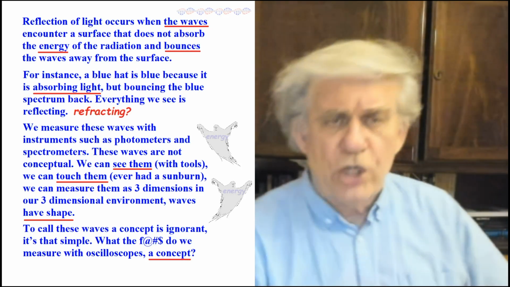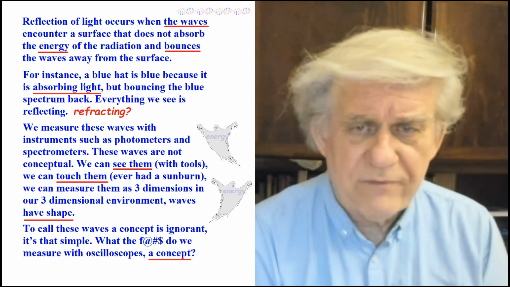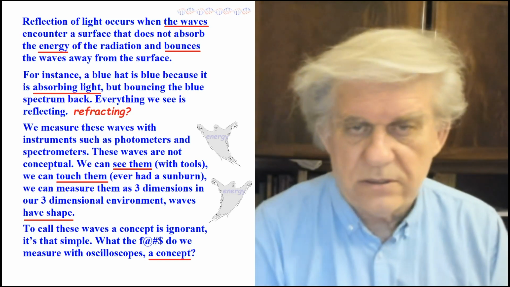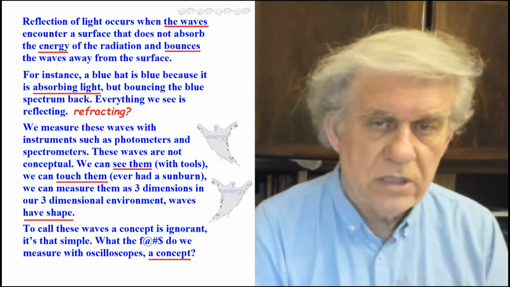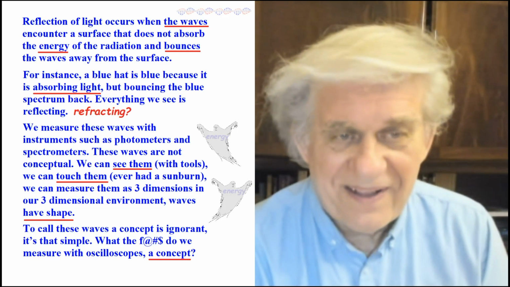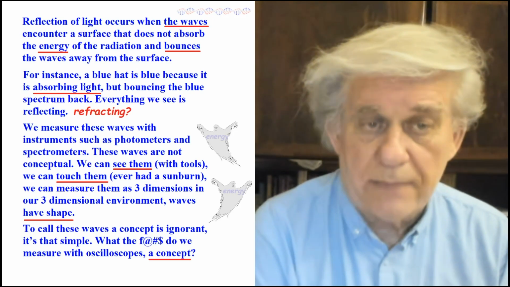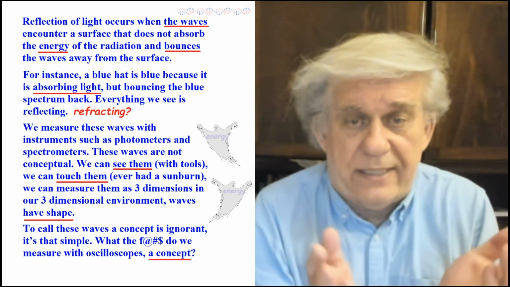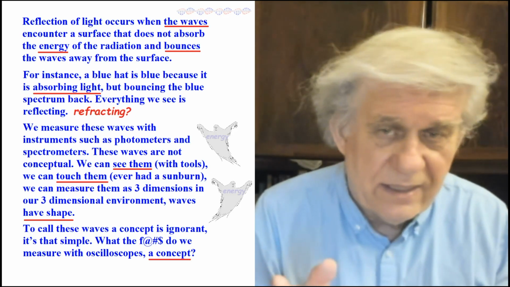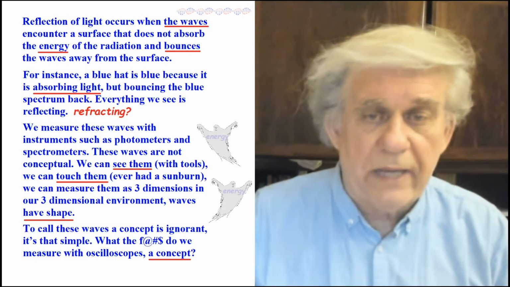Okay, and so here's a fellow who tries to explain transparency. He says reflection of light occurs when the waves, what is a wave? I guess it's those moving vectors again, encounter a surface that does not absorb the energy. Ooh, energy. I guess one of these souls, these spirits called energy, of the radiation, and bounces. Here you have the energy bouncing. Jesus. Bounces the waves away from the surface. For instance, a blue hat is blue because it is absorbing light. So it absorbs light, whatever he meant by that. What do you mean absorbs light? What did it absorb? Was it a liquid, a bunch of particles? But bouncing the blue spectrum back. He bounces the spectrum. Ooh.